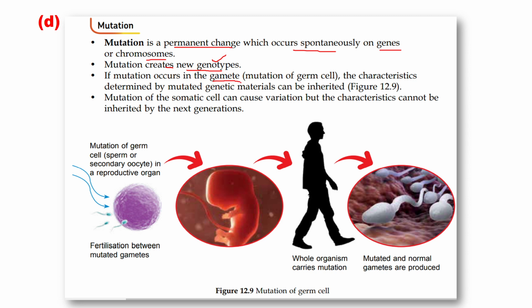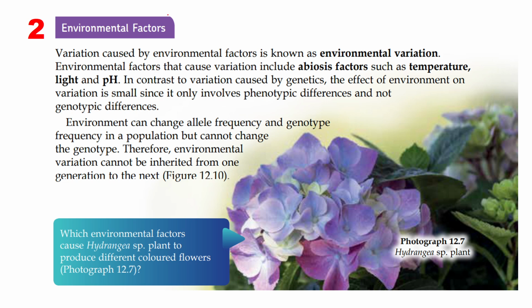If it occurs in a gamete, that means reproductive cells, referring to mutation of the germ cells, therefore the characteristics determined by the mutated genetic materials can be inherited. Take note, can be inherited. But if mutation happens on somatic cells, which causes variation, these characteristics cannot be inherited by the next generation. Okay, next one, moving on.